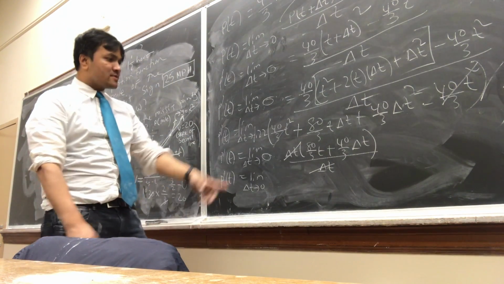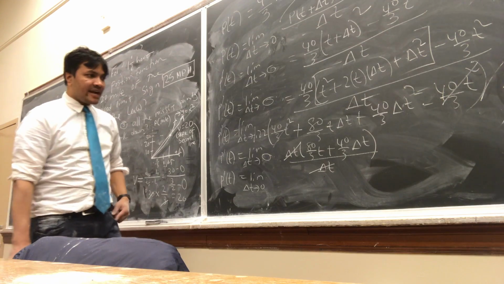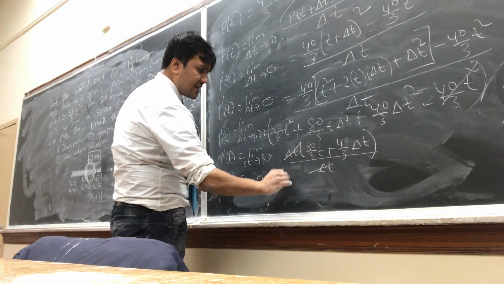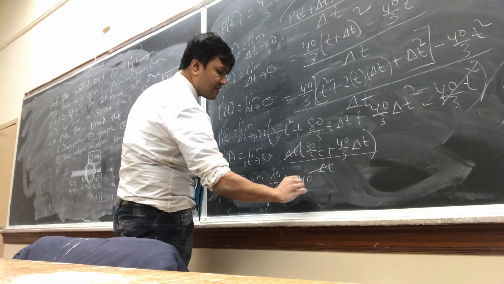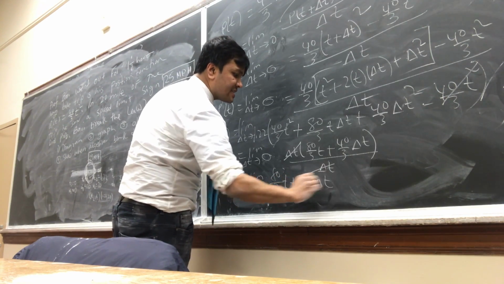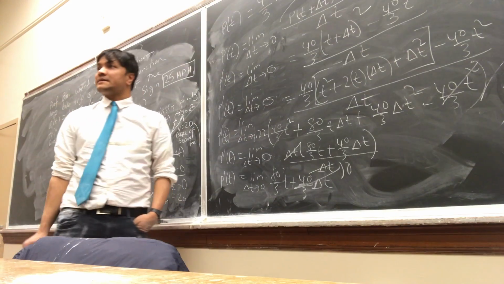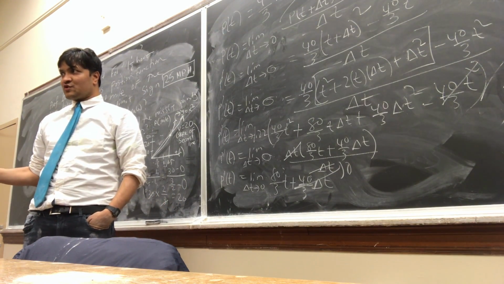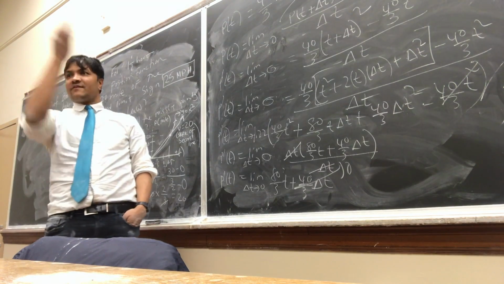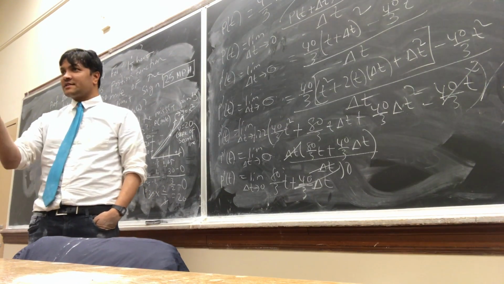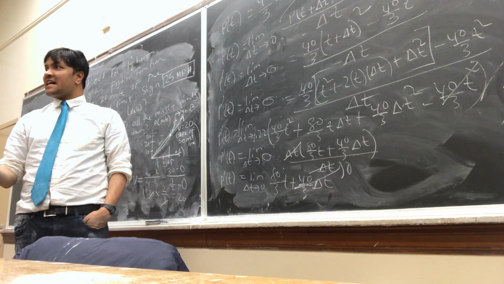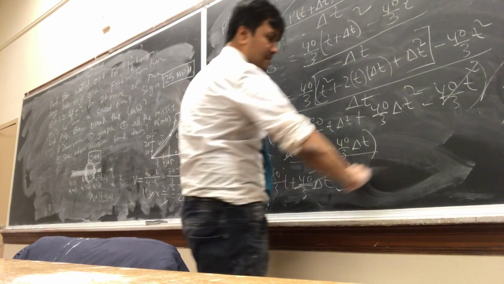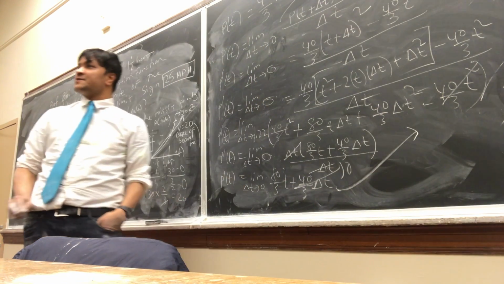Okay, so let's finish it. What is it now? 80 over 3 t plus 40 over 3 delta t. Delta t goes to 0, right? Is it okay if we let delta t go to 0 now after explaining it a lot? So this is the last day of the semester, because there is nothing much to do.